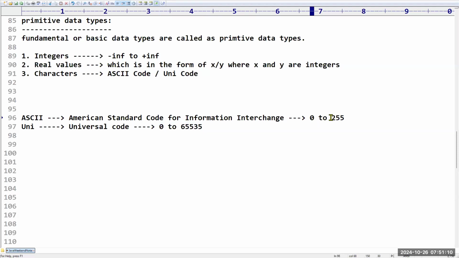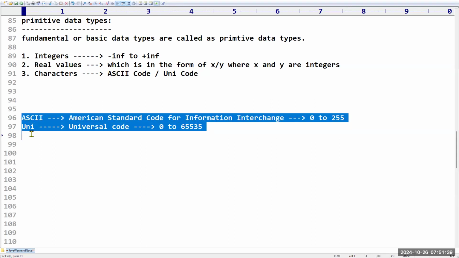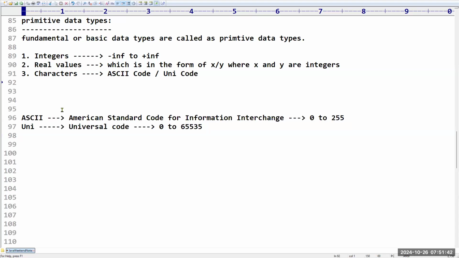You can imagine in this only alphabets from small a to small z, capital A to capital Z, 0 to 9, some special symbols will come. But in the universal case, what are the languages recognized? All those alphabets will be available here. So this is nothing but ASCII and then Unicode. In C and C++, we have only ASCII code characters. But in Java, we have both Unicode characters and ASCII code characters.